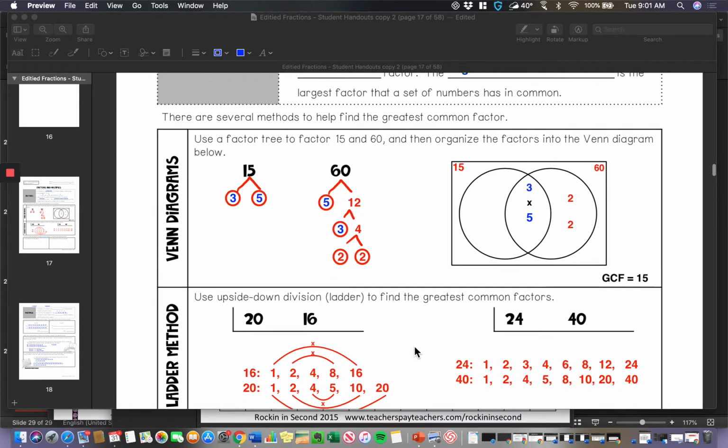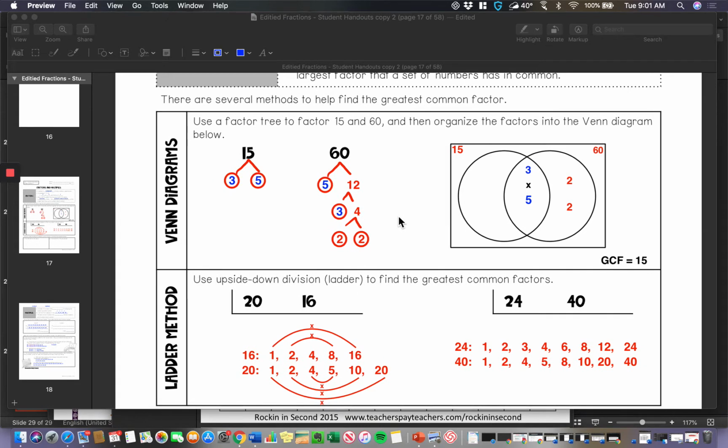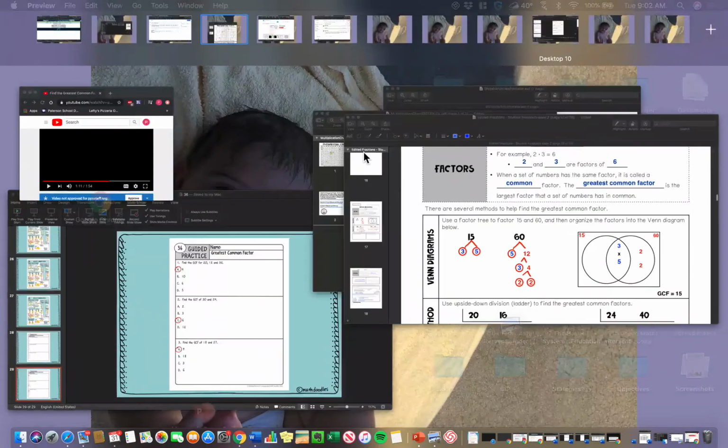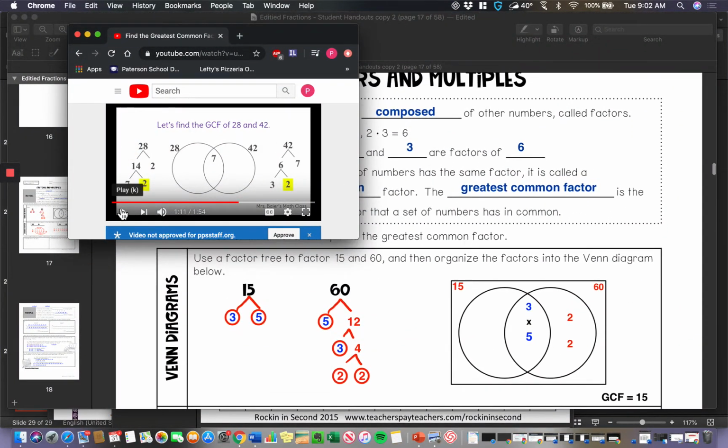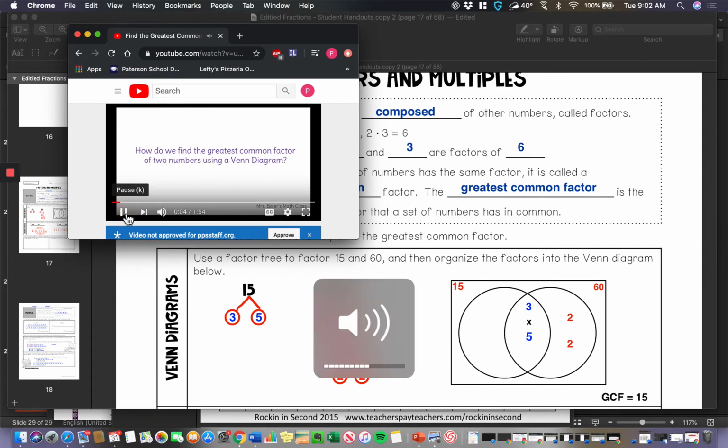So let's move on down here. It says there are several methods to help find the greatest common factor. It says, use a factor tree to factor 15 and 60, and then organize the factors into the Venn diagram. I think one of the things that is going to be very helpful is this video. That's going to describe this process a little bit more. Two numbers using a Venn diagram.